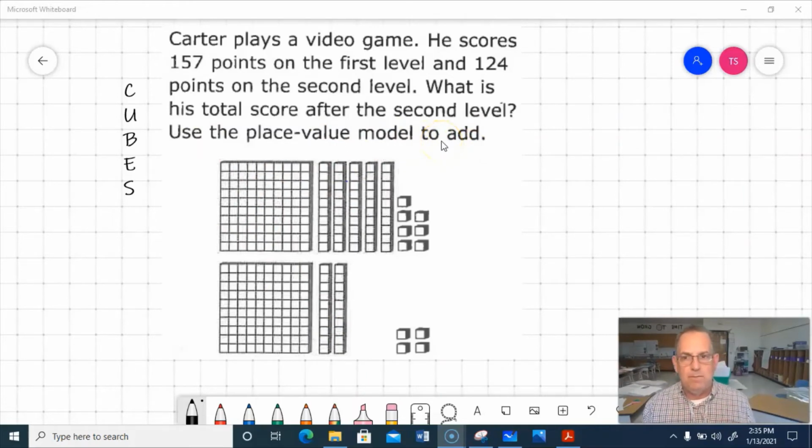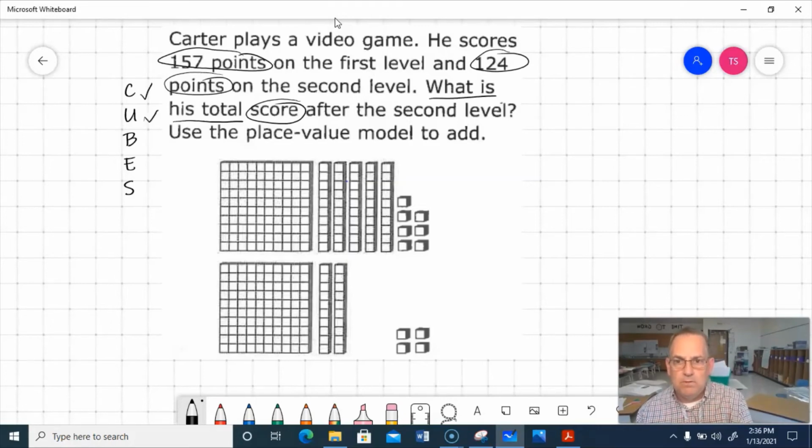I'm still going to go ahead and evaluate it because typically they're not going to tell us what we're going to do in a problem, but we'll do a little bit of evaluating of this. So first I'm going to circle my important information, the 157 points and the 124 points. And what we're trying to find out is what is the total score. Okay, and the score is going to be the points also. I'll go ahead and underline the question. What is his total score after the second level?